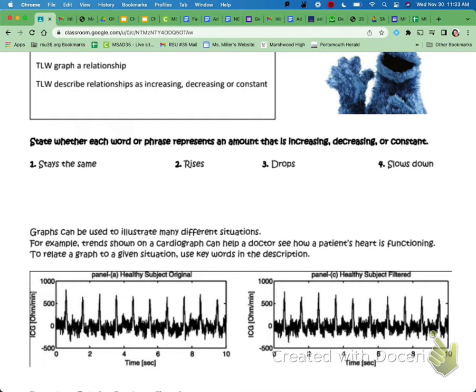If I say the words stay the same, does that mean I'm increasing, decreasing, or constant? Constant. Perfect. If I say the word rises, increasing. Drops would be a decrease. And slows down would still be a decrease. Good.